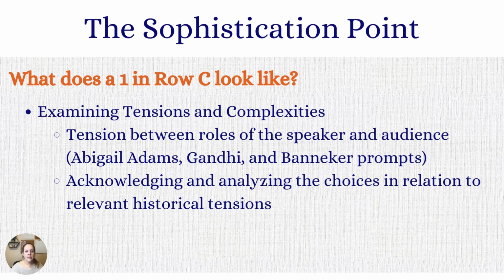Gandhi uses very formal language because of his role and how he wants to appear, but at the same time, he's also giving Lord Irwin an ultimatum. So that rhetorical situation and the language lends itself to examining those tensions and complexities. And a 3rd one that comes to mind for this is the Banneker prompt, in which Banneker is writing to Thomas Jefferson and essentially calling him a hypocrite, but in a very respectful way.